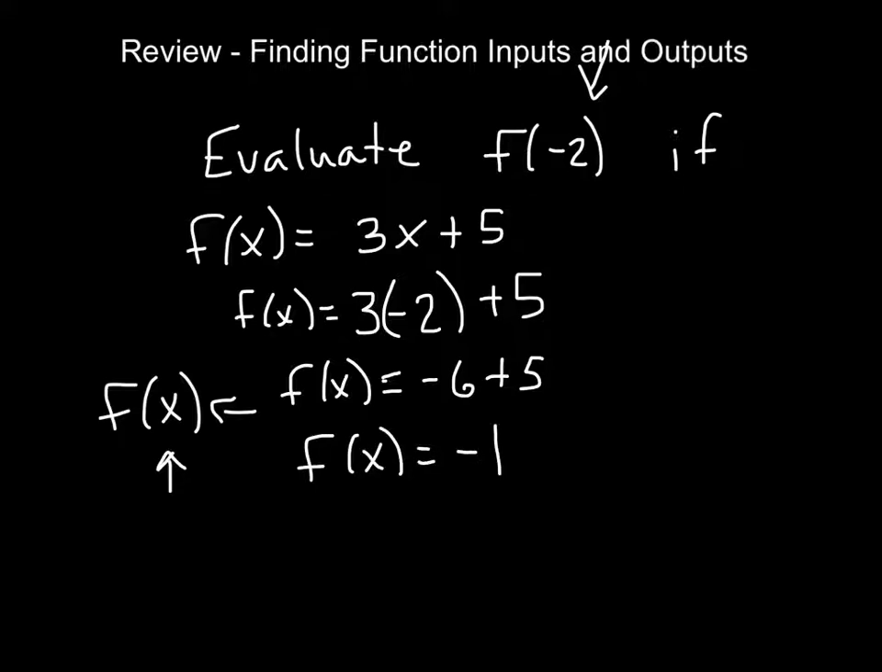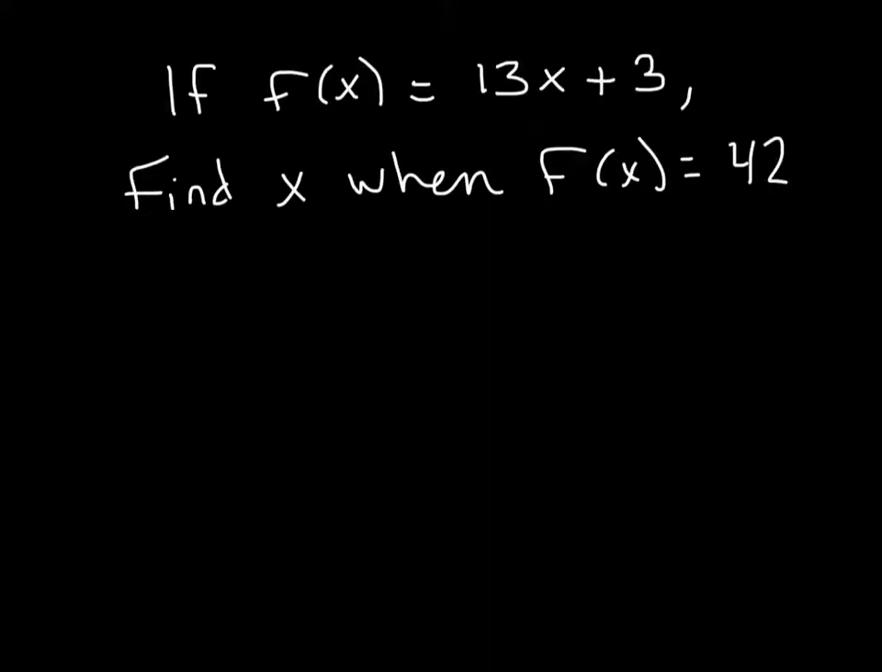So it's that simple. But what happens if you're given the output value? Let's take a look at one of those. So take a look at this problem. In this particular problem, if f of x equals 13x plus 3, find x when f of x equals 42. So in other words, there's some value of x that when put into this function, f of x, results in an output of 42. And that's what we're looking for.